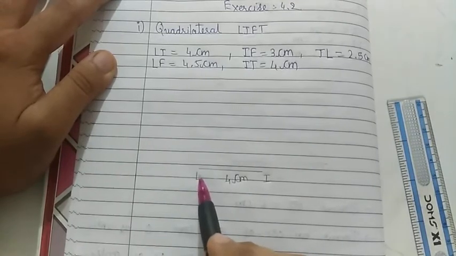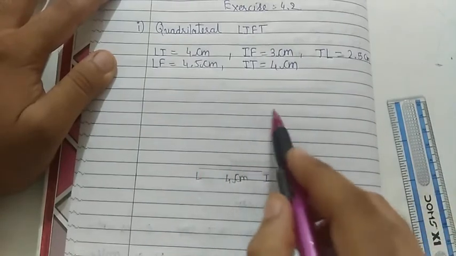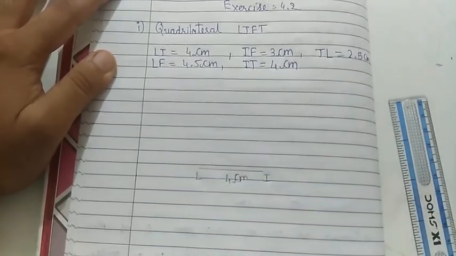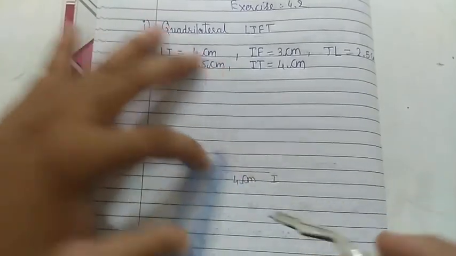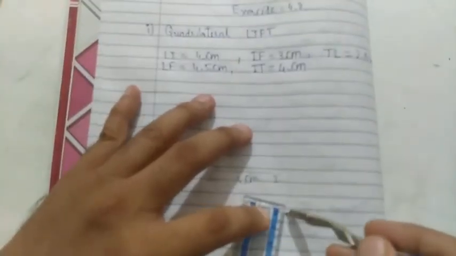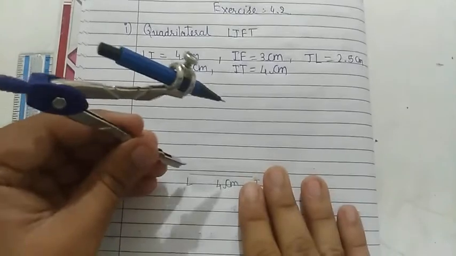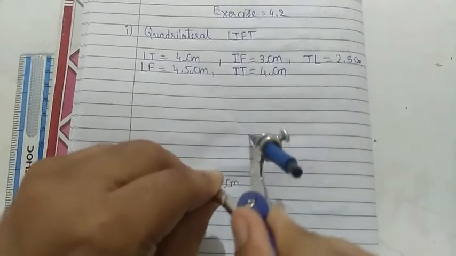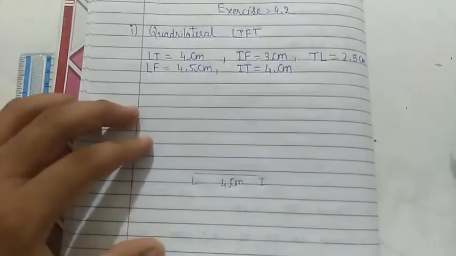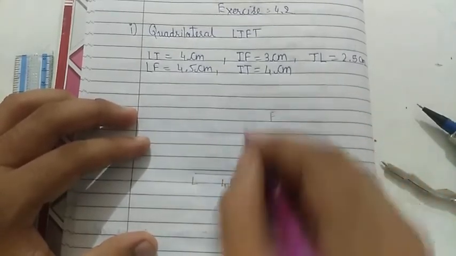Now we have to draw the diagonal LF. LF is 4.5 centimeter. L is over here, so F is maybe this side. LF is equal to 4.5, so let me draw the arc of 4.5 centimeter. Take L as a center and draw the arc of 4.5 centimeter. So maybe F will be over here.